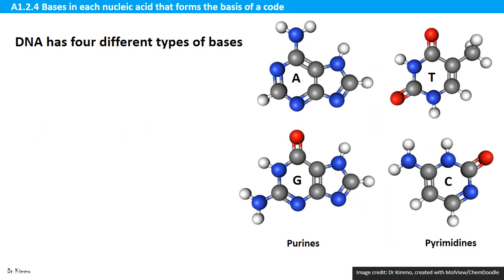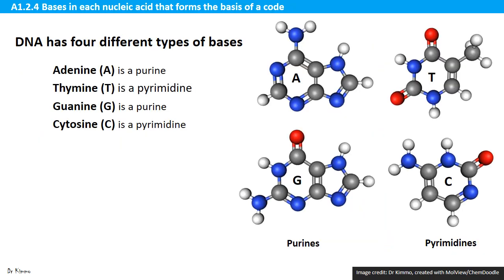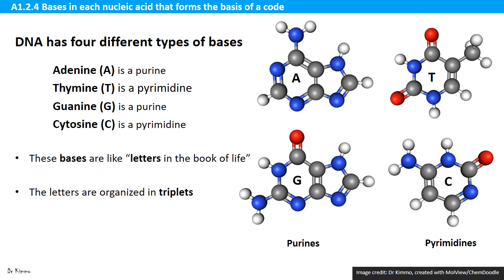DNA has 4 different types of bases: adenine, thymine, guanine, and cytosine. A, T, G, and C. A and G are purines. They have 2 rings. T and C are pyrimidines. They have 1 ring.